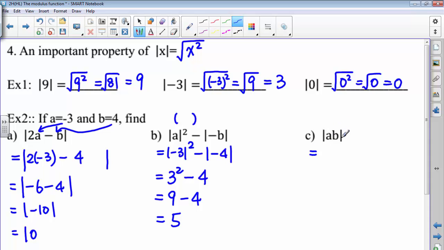The absolute value of A times B. A is -3. B is 4. -3 times 4 is -12. The absolute value of -12 is +12.